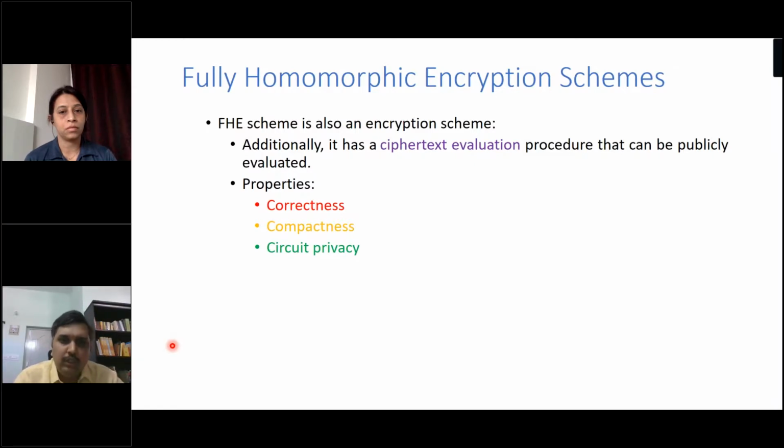Suppose the cloud does some evaluations on the ciphertext. Fine. The user, upon receiving the ciphertext, should not be able to deduce what function was applied. So in this sense, both the privacy of the user and also of the service provider is possible in this setting.